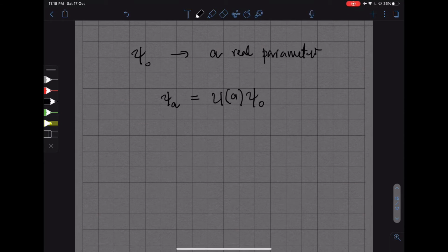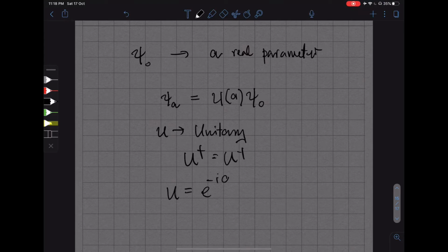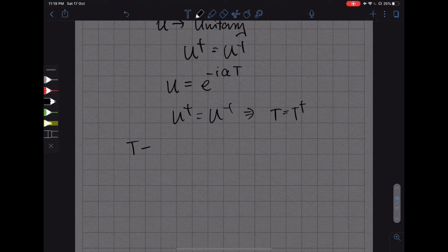So this is a very general result. U is a unitary operator. That means that U dagger is equal to U inverse. Now, because U is unitary, we can write U in this form, e to the power minus i a T. And if U is unitary, that means that T is Hermitian. T is known as the generator of the transformation.